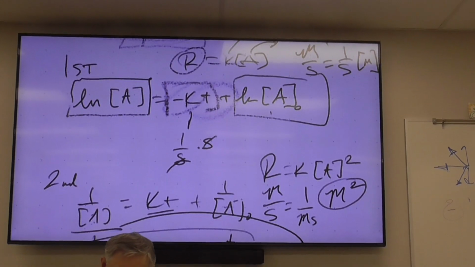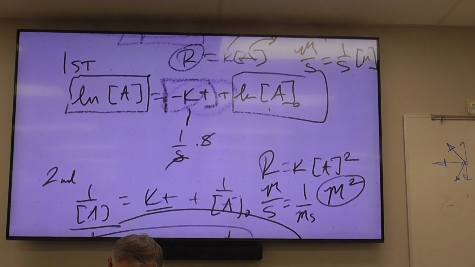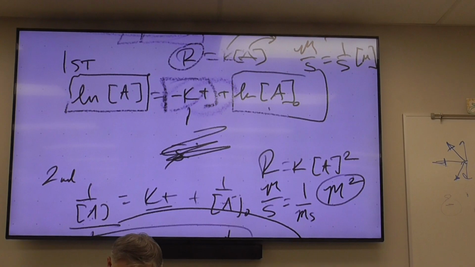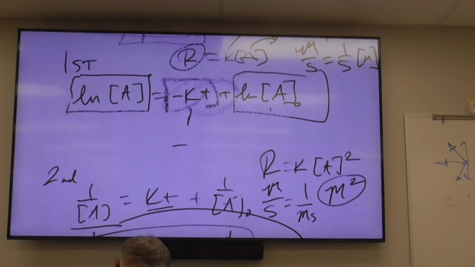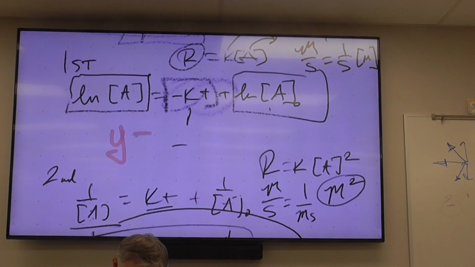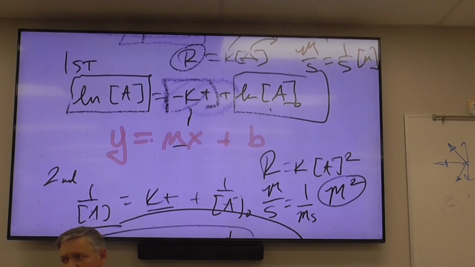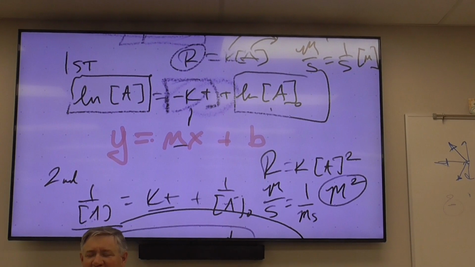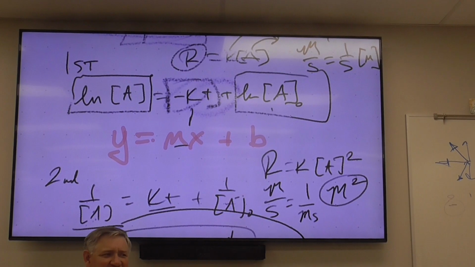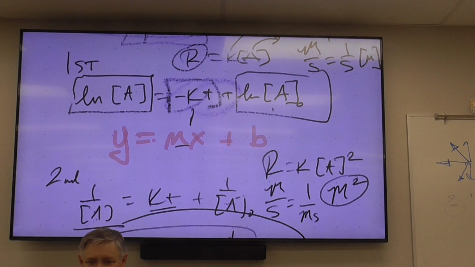Now, here's the other anomaly about this, is that both of these, even though it looks nothing like it, are all in the form of y equals mx plus b. These are all linear functions. And if you look at it, you're going, whatever. You've got natural logs and inverses and all of this stuff. But these are all linear functions just written in weird ways.